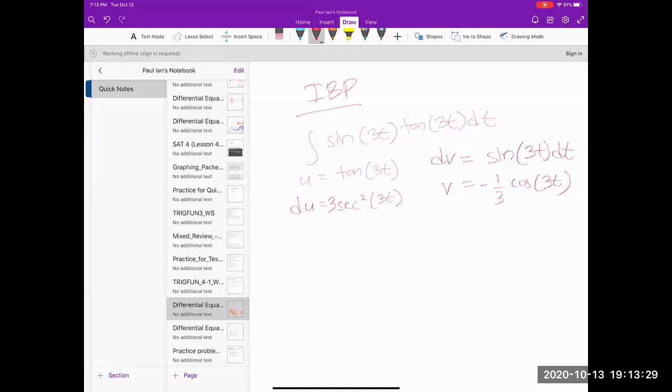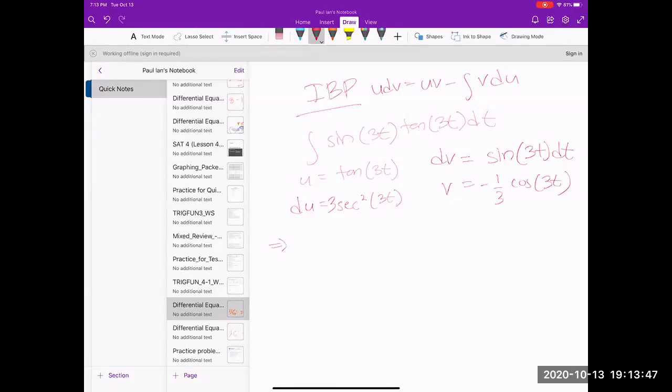And what was it again? The formula: the integral of u dv equals uv minus the integral of v du. Yeah, I think it's that one. Okay, and then so you just do this.